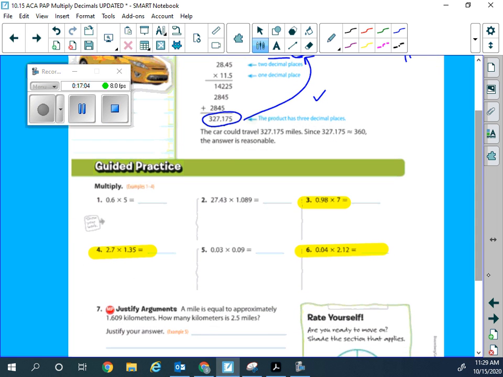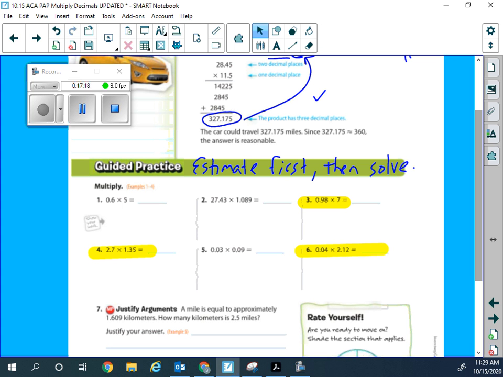So what I would like for you to do down here is 3, 4, and 6. I want you to estimate first, then solve. Okay? And then check your solutions with your estimate. If they're not close, then you obviously did something wrong. The whole point of that is to see if you get a reasonable answer, okay? If you're at home, pause the video.